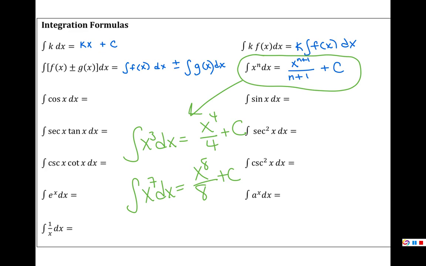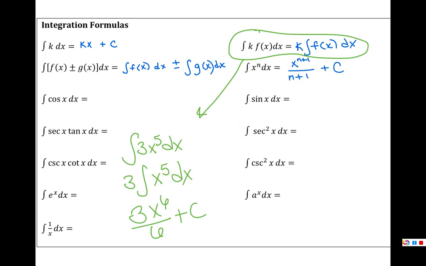I have written down 2 examples just to illustrate what that formula is telling us with numbers. The antiderivative of x to the third would then be x to the fourth over 4, always plus c. The antiderivative of x to the seventh would be x to the eighth over 8 plus c. And so I added 1 to the exponent and then divided. And so that's our power rule for antiderivatives if we want to work backwards.